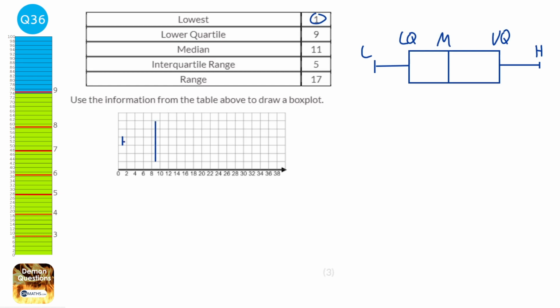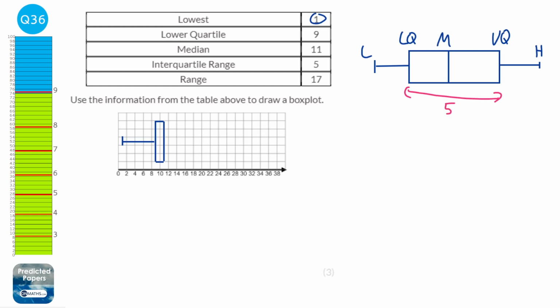We're just going to connect these up. There we go. And our median is 11. So we're just going to show that. Quite a thin box plot so far. Now it says the interquartile range is 5. Now the interquartile range is the distance here. So that's 5. So it's going to be 5 more than the lower quartile. If the lower quartile is at 9, it would be 9 plus 5, which will be 14.